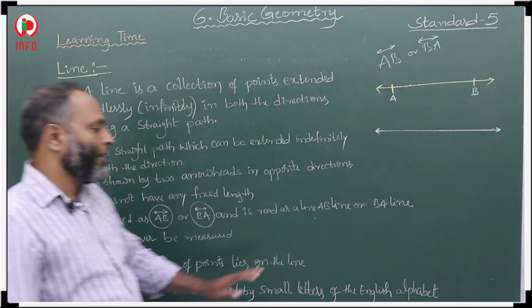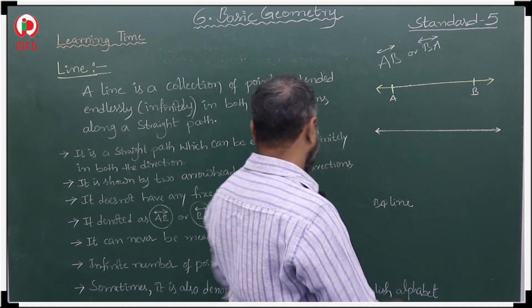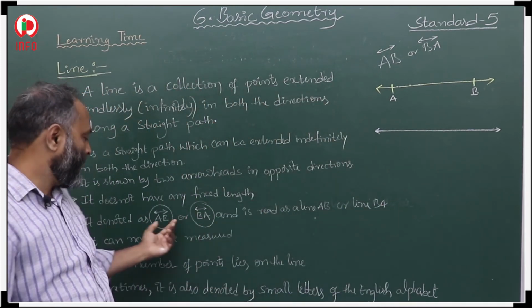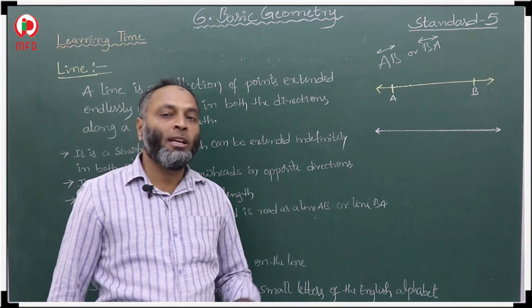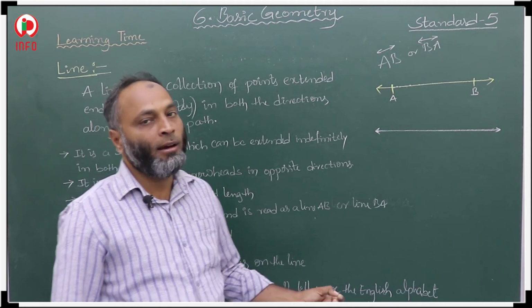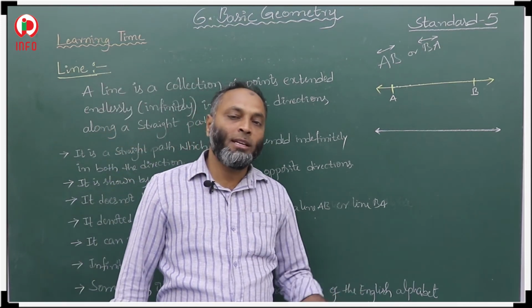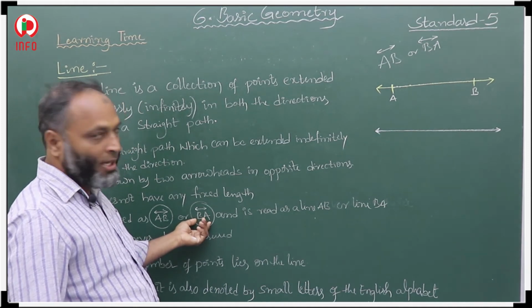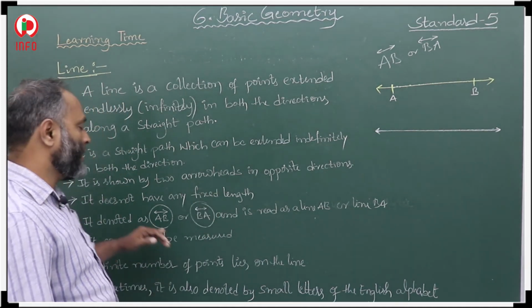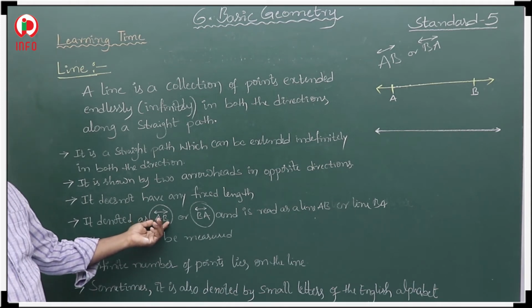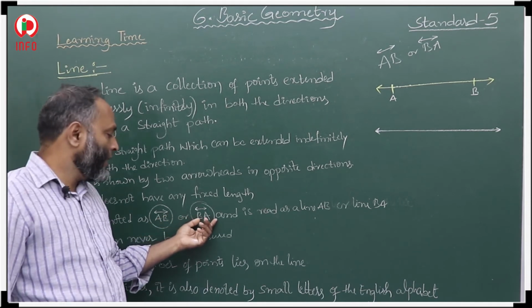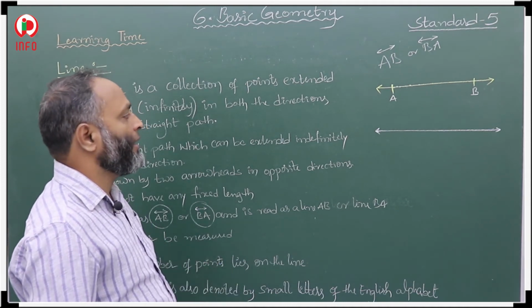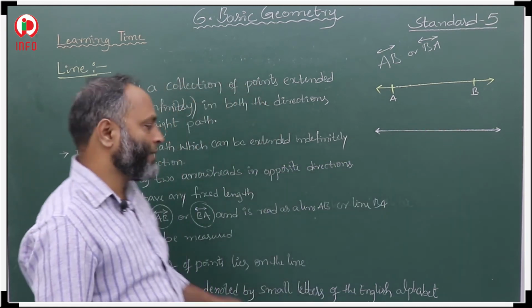Line AB or line BA. How to read this one? AB line or line AB, BA line or line BA. That is your wish. So again: AB line or line AB, BA line or line BA. How to read is your wish. This is the representation of a line AB, where A and B are points on it.